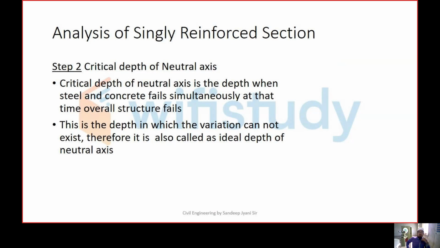So the critical depth of neutral axis is also the ideal depth of neutral axis. Here variation cannot exist. But in the actual depth of neutral axis, variation can exist, whereas in the critical depth of neutral axis, variation cannot be seen.